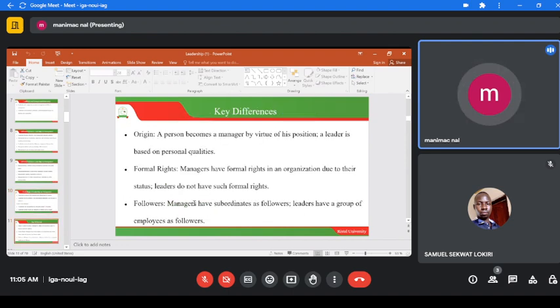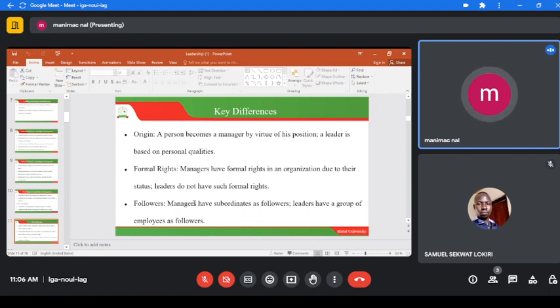However, when we look at the origin of the words, a manager is a person who, by virtue of his or her position, is appointed to that position. I, for one, could be a manager because I am appointed to that post, maybe based on my skills, my technicality, or the competence that I have as a manager. So managerial positions are by virtue of a position, while a leader is based on personal qualities, which we looked at in the previous slides.